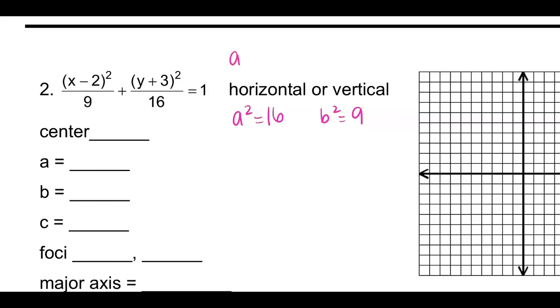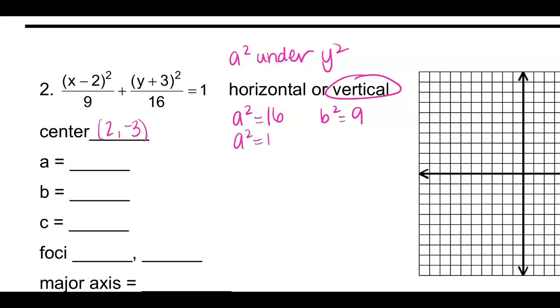Since the a squared term, 16, is under the y squared term, that means the graph is going to be vertical, which means it should be elongated along the y-axis. With that in mind, I can use the h and k value to write out my center, just like we did for circles. I'm going to do the opposite of -2, which is positive, the opposite of +3, which is negative. Let me find my a and b value.